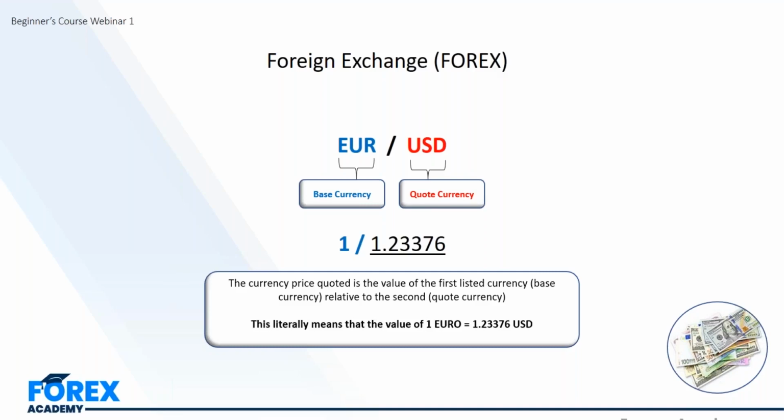If we look at how currencies are actually quoted, just highlighted in black there and underlined, 1.23376, that will simply be the quote currency price in relation to the highlighted blue €1 coin. So what it literally means is that the value of €1 is 1.23376 US dollars.